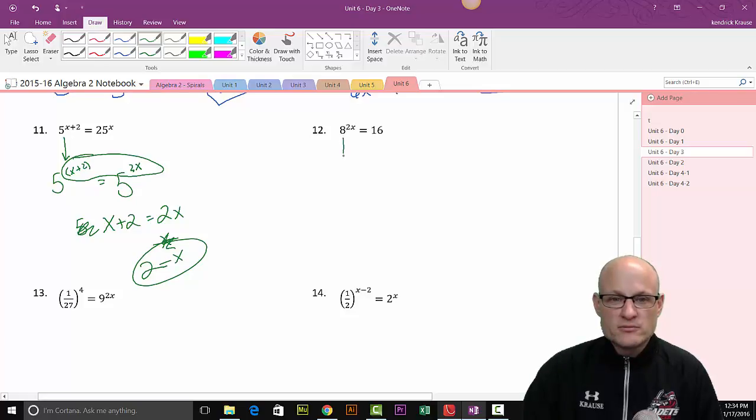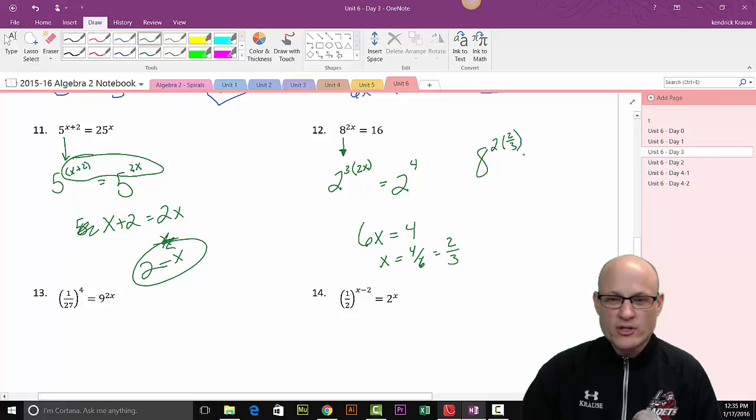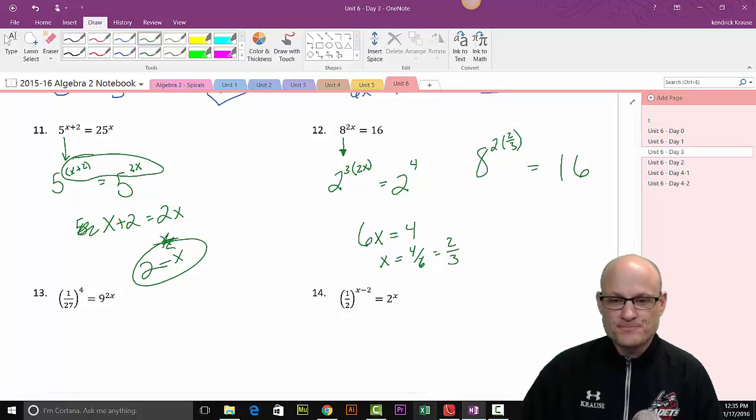Over here, replace this with a 2. This is 2 cubed times 2x. This is equal to 2 to the 4th. So what I end up with is 6x equals 4, or x equals 4 divided by 6, which is 2/3. Now that's confusing, so I'm going to try that one. 8 to the 2 times 2/3. Does that equal 16?